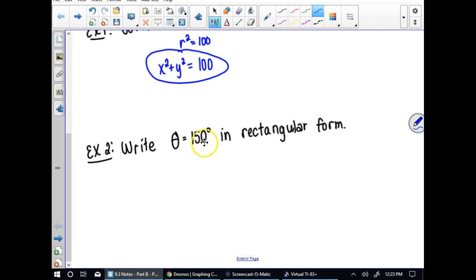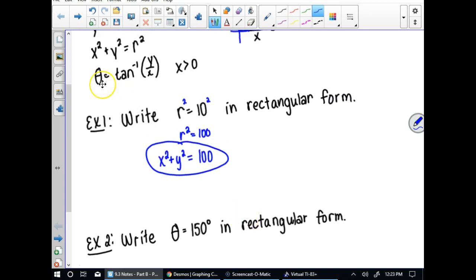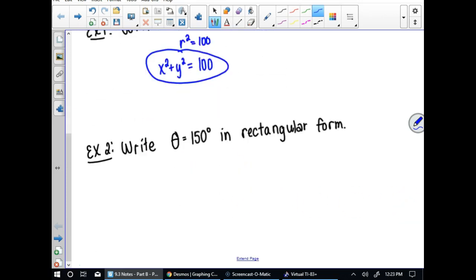But I do know that this would be a straight line, right? So if I go back up here, theta, what does it equal? Inverse tangent of y over x. So I could replace theta with inverse tangent of y over x equals 150.